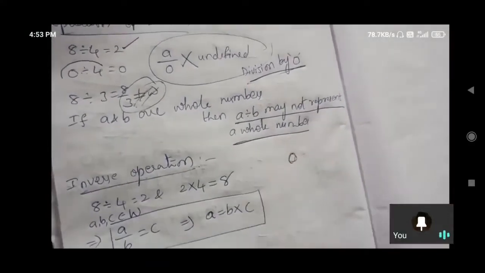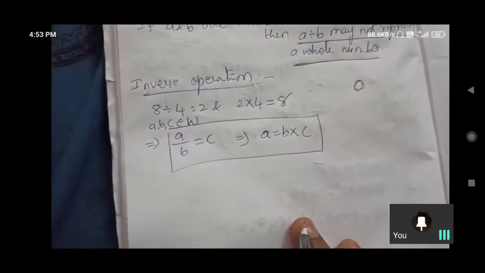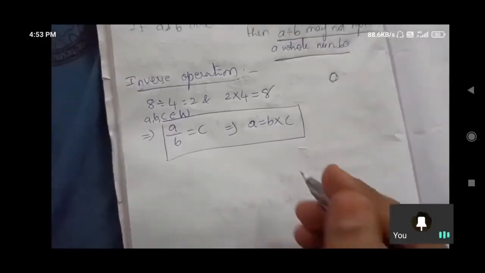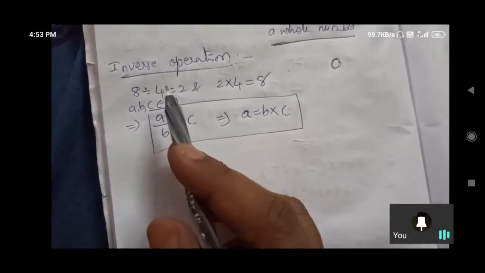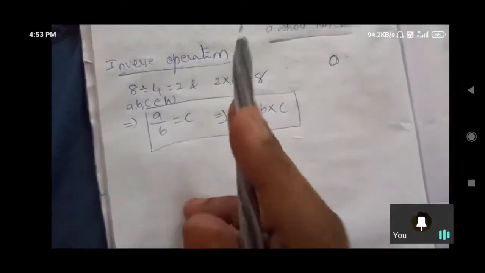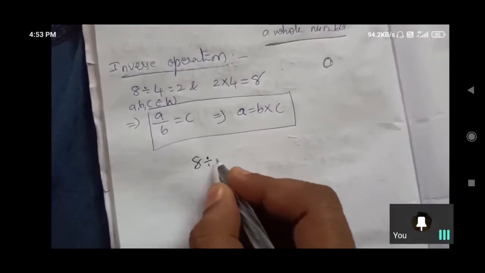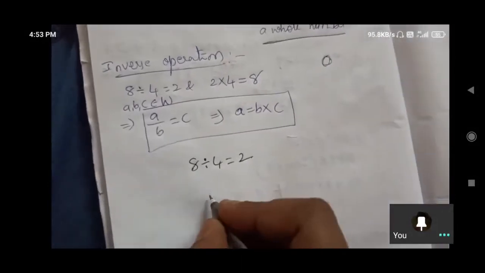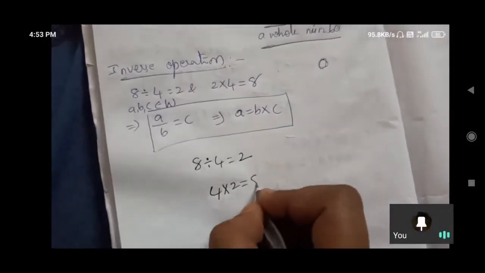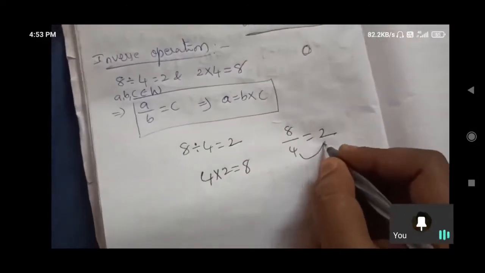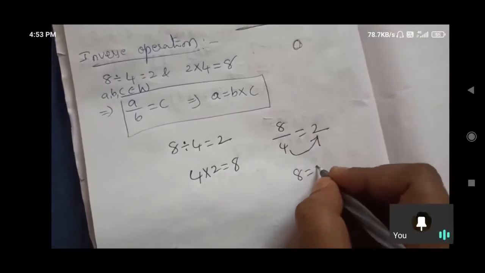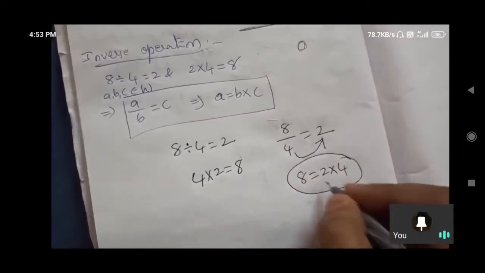Okay, and we are checking the inverse operation here. Inverse means, whatever we did in the addition and subtraction process, here the inverse of multiplication is division. So 8 divided by 4 is equal to 2 means 4 into 2 is equal to 8. We transpose, or else 8 by 4 is equal to 2. Yes, if we transpose this to that side, 8 is equal to 2 into 4. So in that manner we can do.